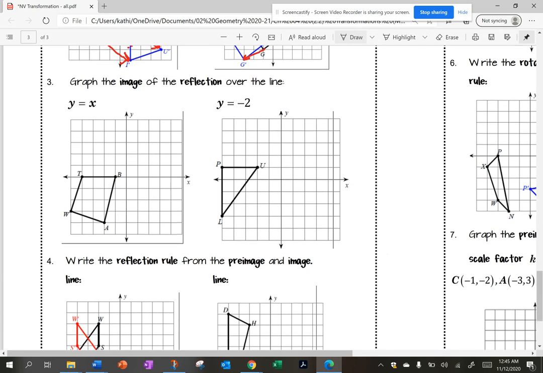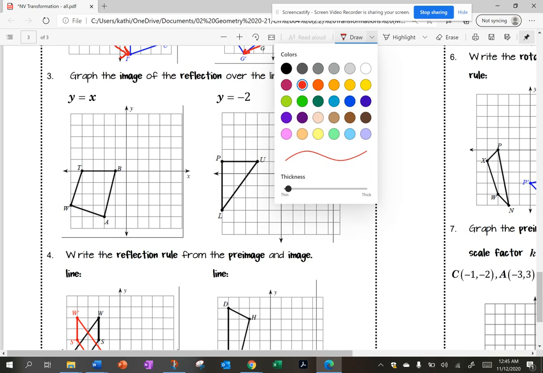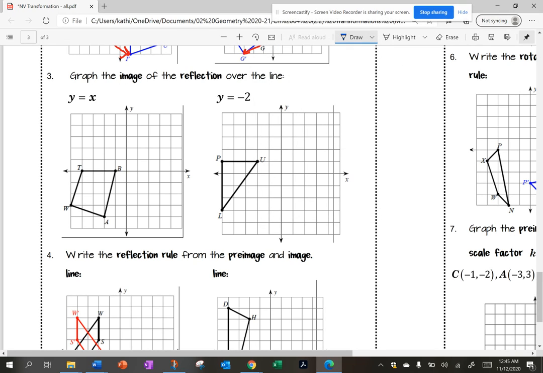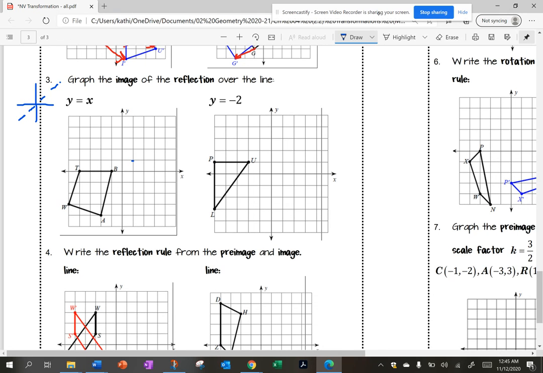Oh, let's do some reflections. Reflection over the y equals x line. So the y equals x line, this is the 45-degree line right here. And this is where I want to apply the rule. So my coordinates (x, y) become (y, x). So x and y switch places for the y equals x.